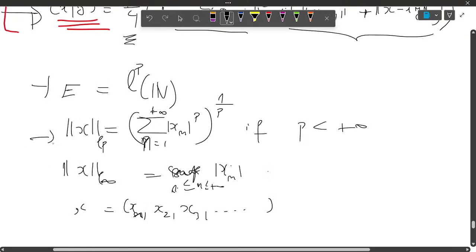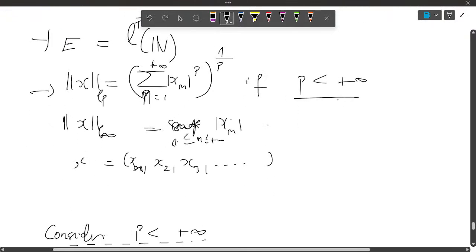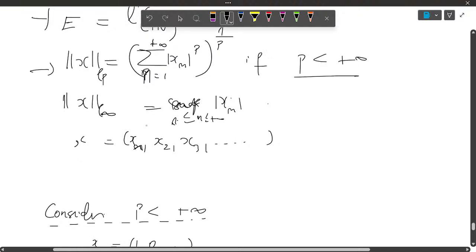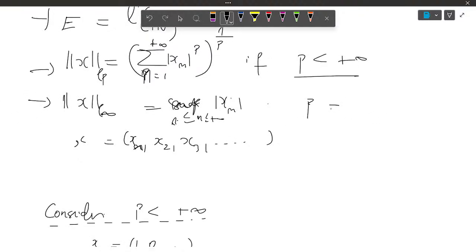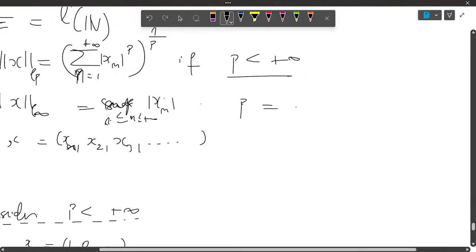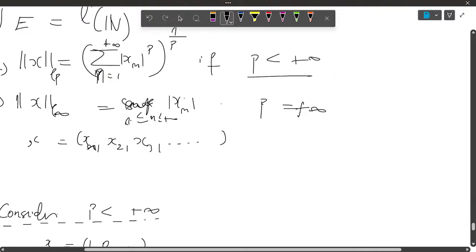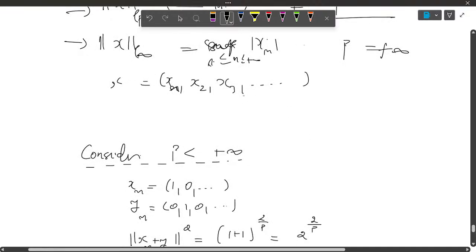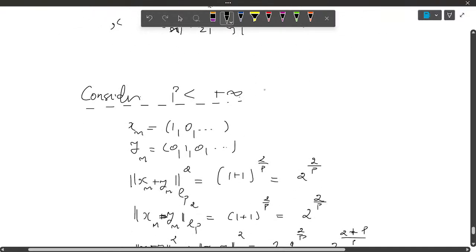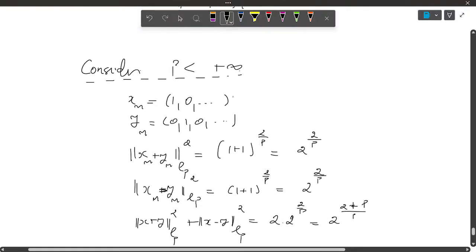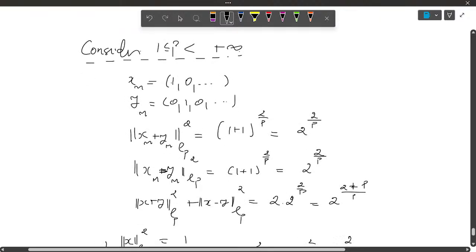with this norm in case p is strictly less than infinity, or with this norm in case p equals infinity, is or not a Hilbert space. So let us start with the case p is not infinity. So p is between 1 and strictly less than plus infinity.